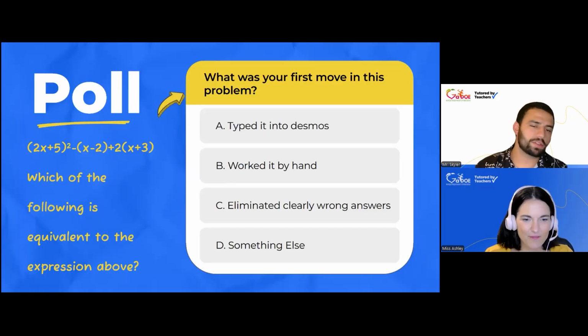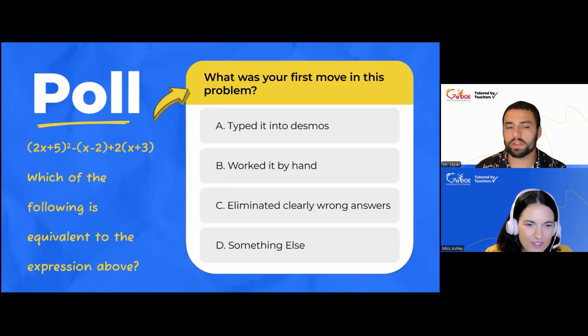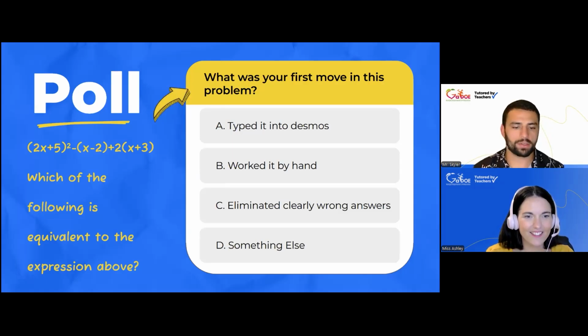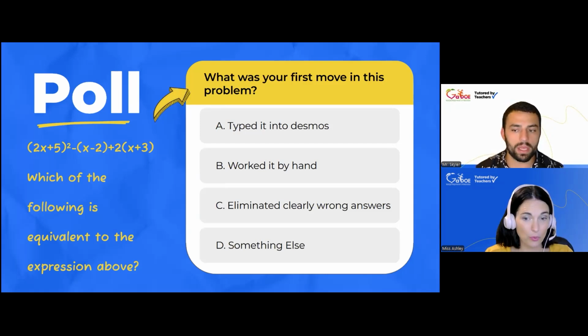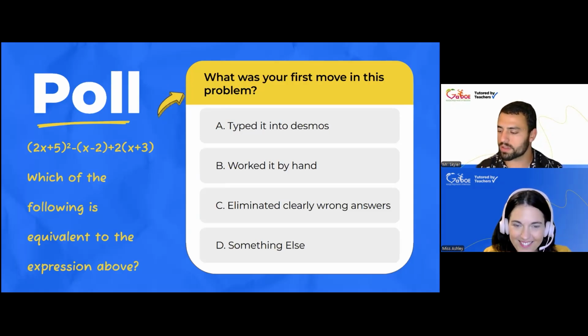So you guys should be seeing a poll. Well, one of the questions in the poll is going to ask you what your first move in the problem was. Maybe you tried typing this into Desmos. Maybe you tried working it by hand. Maybe you guys eliminated clearly wrong answers right away. The first part's going to ask for your answer, right? Which of the following is equivalent? If you don't know that, skip it, and you can tell us your first move. We're going to go through the problem. So don't stress about that.